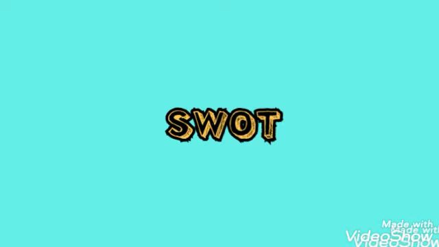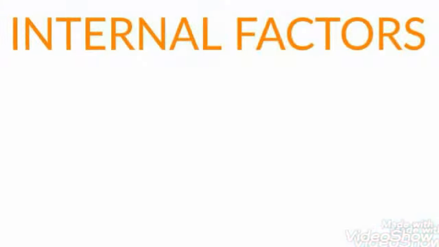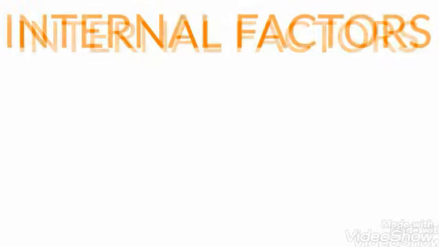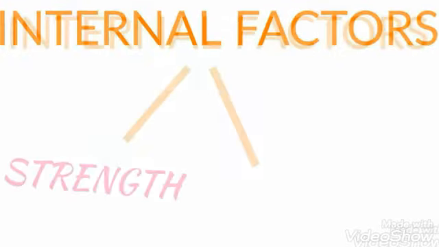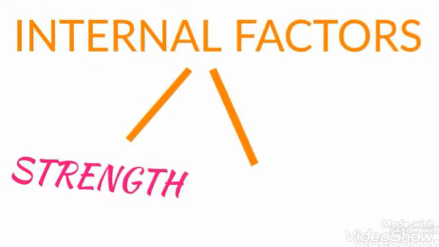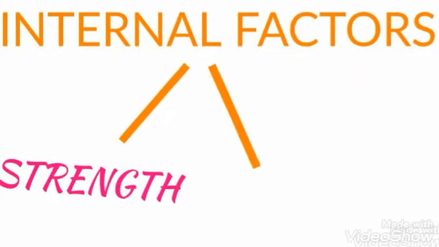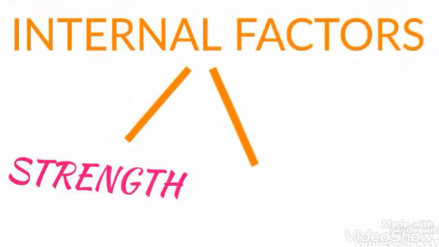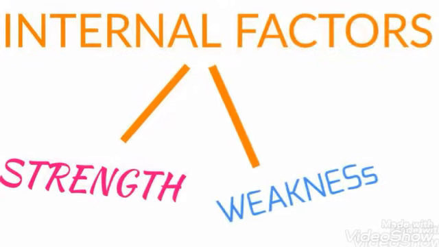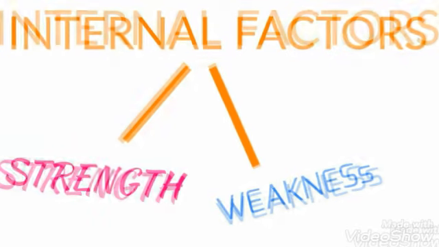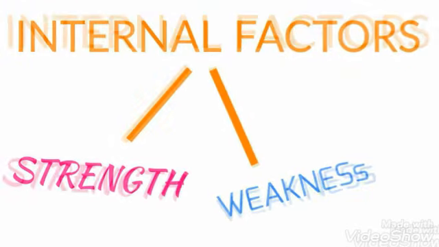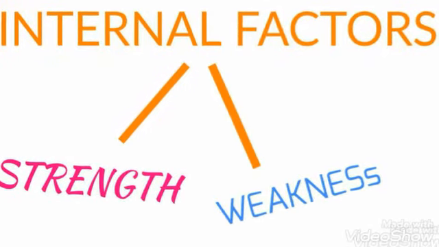Okay, SWOT analysis. S stands for strength, W for weakness, O for opportunity and T for threats. It is an abbreviation. And S and W are the internal factors, since strength and weakness can be monitored by us and the weakness can be eliminated by us, and all of this is inside our company or an individual or group of persons, whatever it may be.